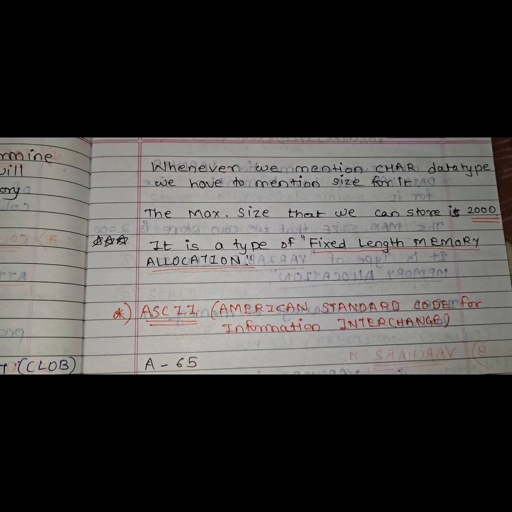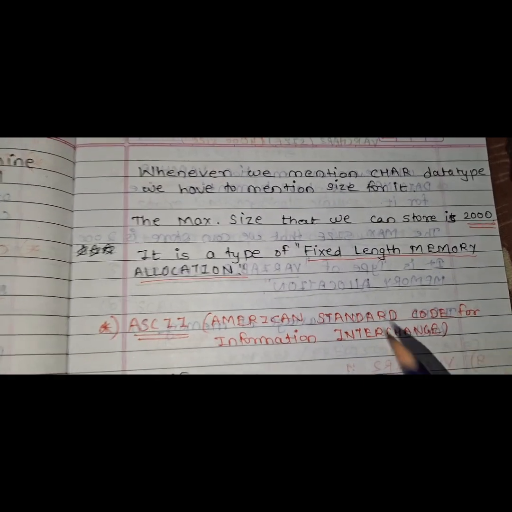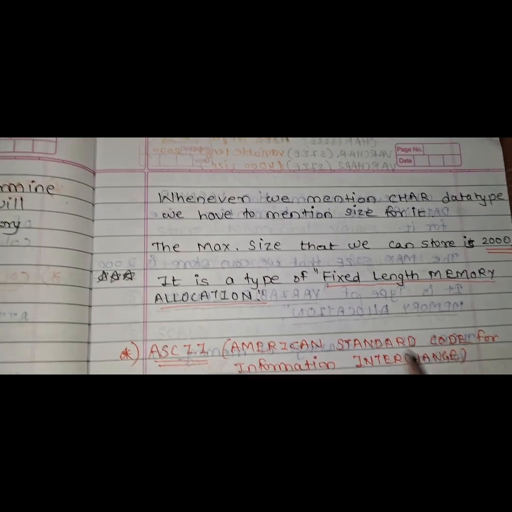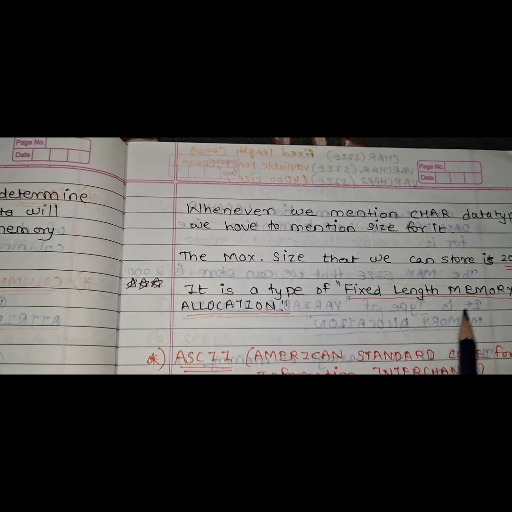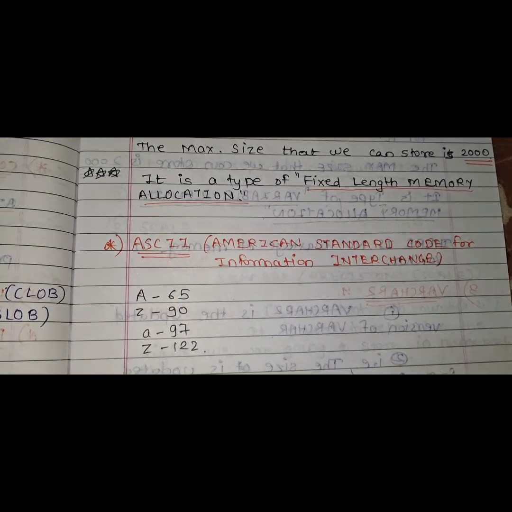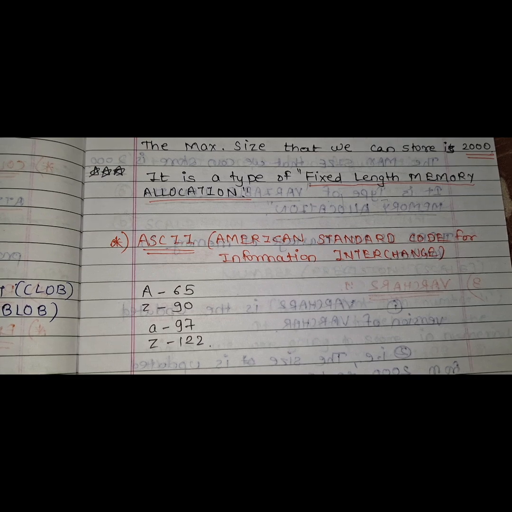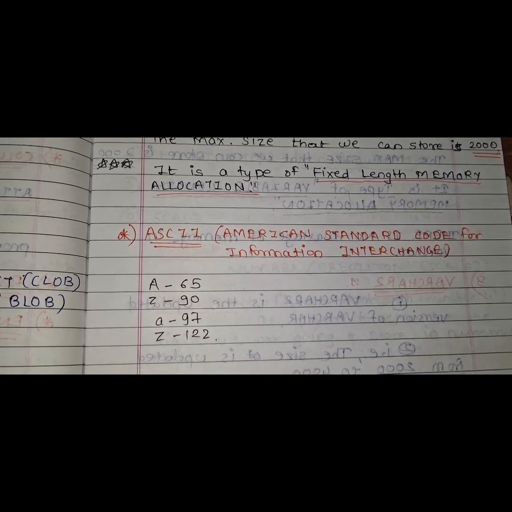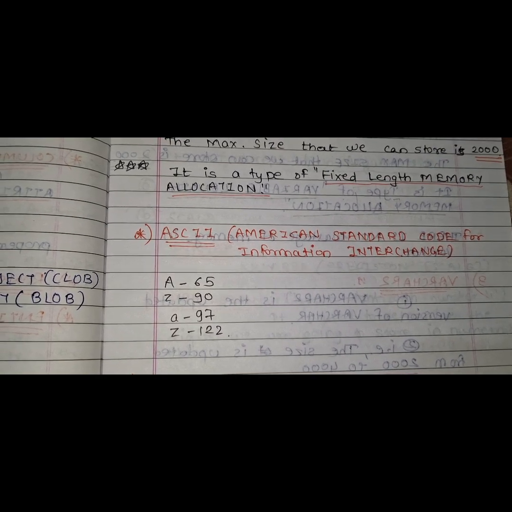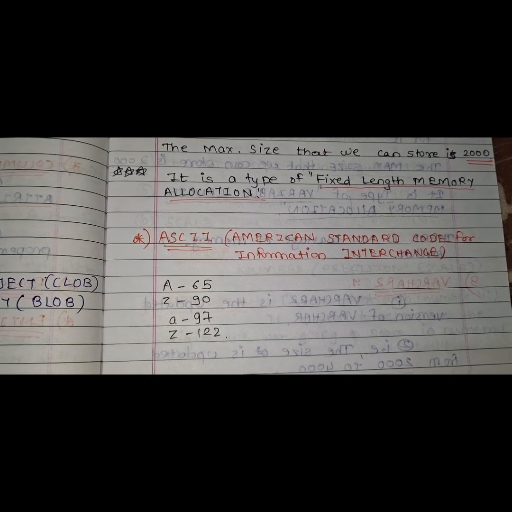It is a type of fixed length memory allocation. What is the meaning of fixed length memory allocation? Let's suppose I have an 8-bit memory location and I am utilizing only 2 bits, but it will allocate all the 8-bit size. Do you know what an ASCII value is? ASCII is nothing but American Standard Code for Information Interchange. Every character, every letter has its own ASCII value. Capital A has 65 as its ASCII value. Capital Z has 90. Small a has 97. Small z has 122.